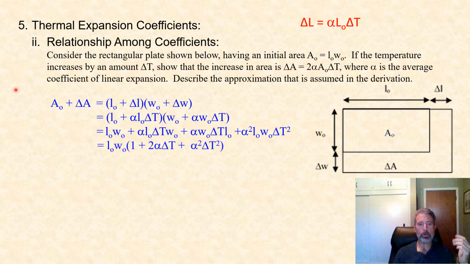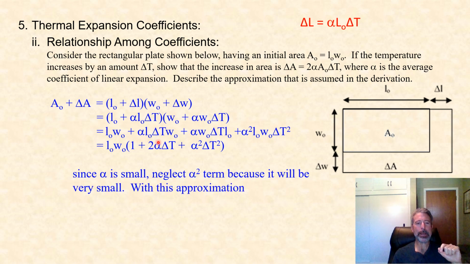Now, here's where we will factor out an L naught omega naught, which is a common factor from all of these terms. All that good algebra that you once learned is coming in handy here, in this problem at least. And we are going to make an approximation that those coefficients of expansion were small numbers. Remember, in MKS units, they were on the order of 10 to the minus 6.